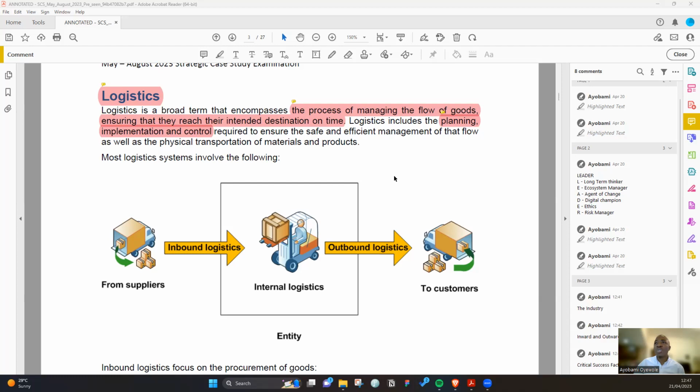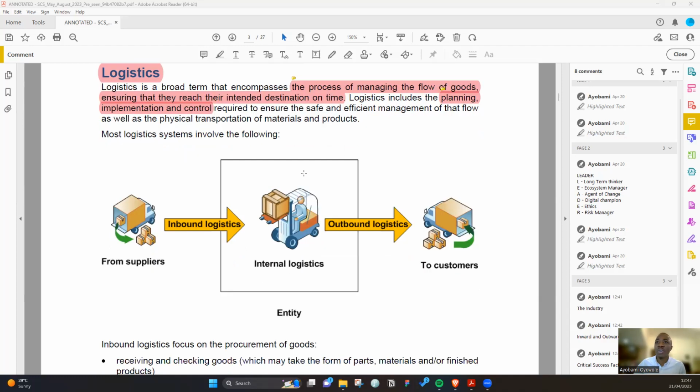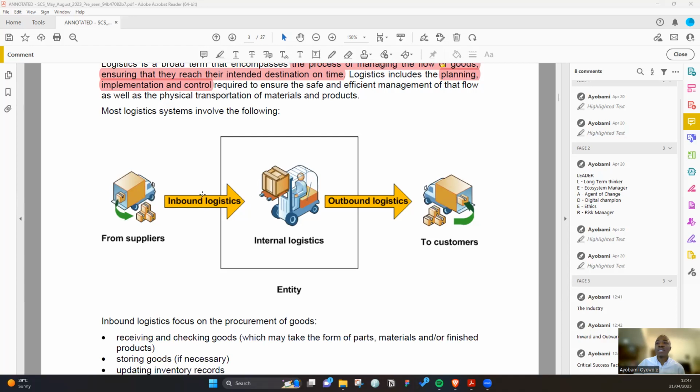Planning, implementation, and control are required to ensure safe and efficient management of that flow, as well as the physical transportation of materials and products. Most logistics systems involve the following. You have the inbound logistics, you have the internal logistics, and then you have the outbound logistics. So it flows from the suppliers to the entity, and then from the entity, it flows out to the customers. So how do you manage these flows?